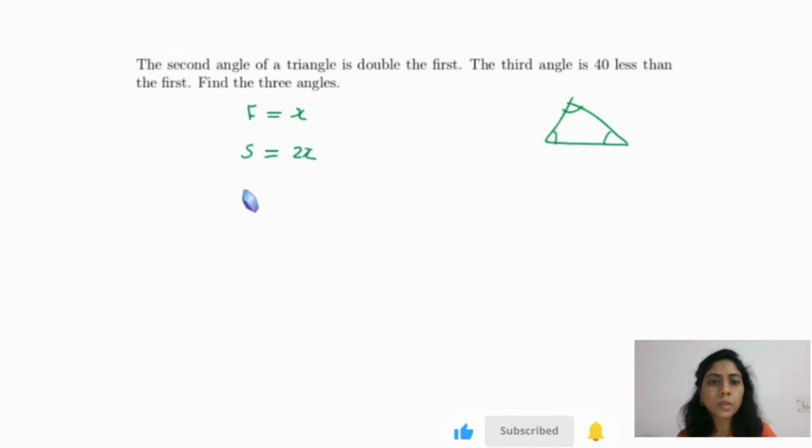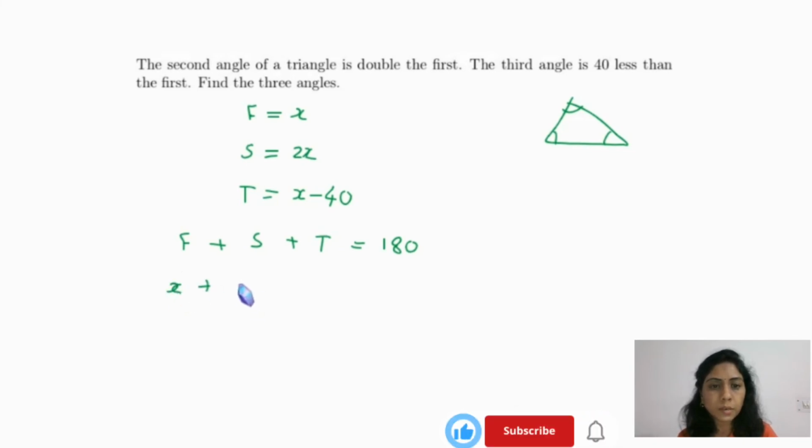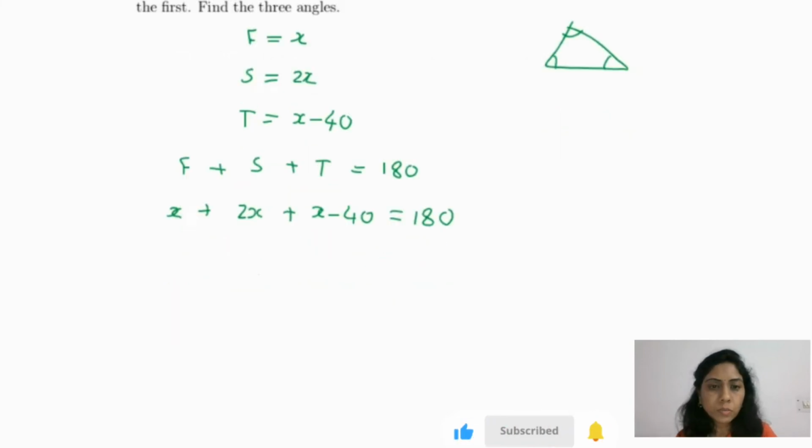Okay, double the first. Now third angle. The third angle is 40 less than the first. It means x minus 40. Okay, you can add them, this first, second, third. When we add them, we get 180. So what is our first angle? X, second angle 2x, and third angle x minus 40 equal 180. Okay, you got this linear equation, and we can combine like terms. 4x minus 40 equal 180.